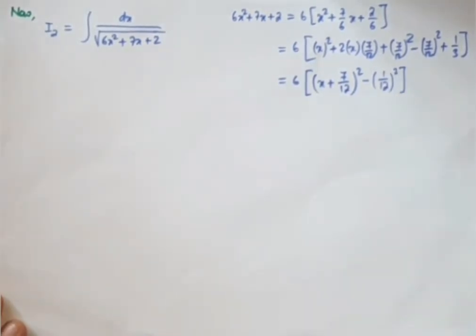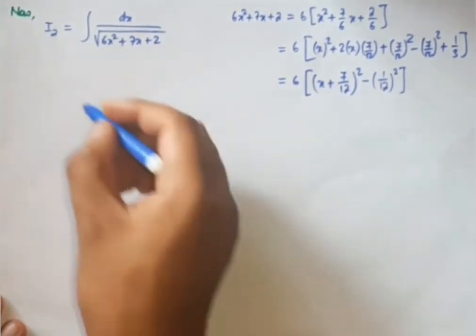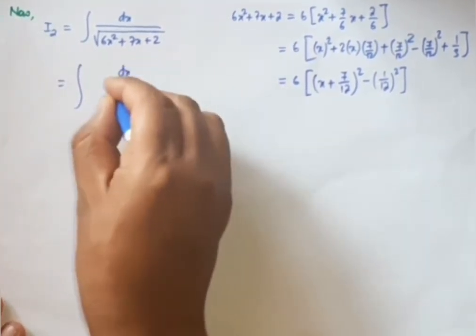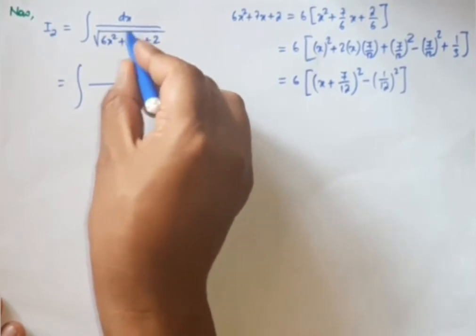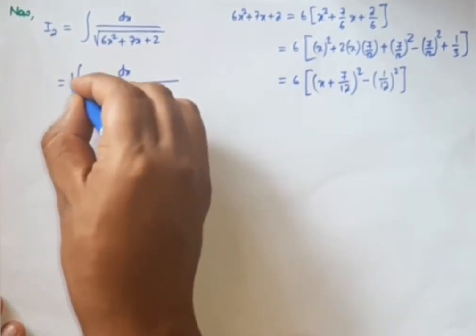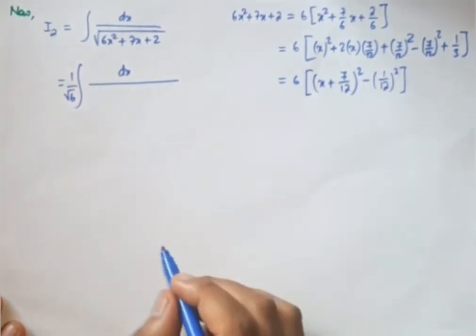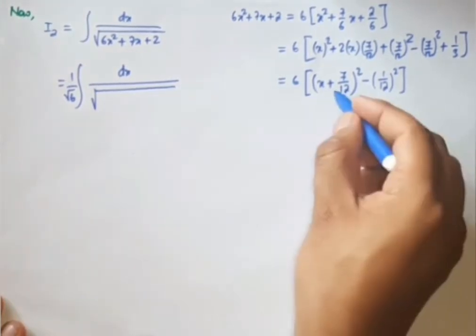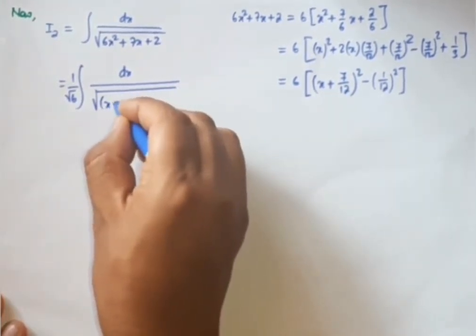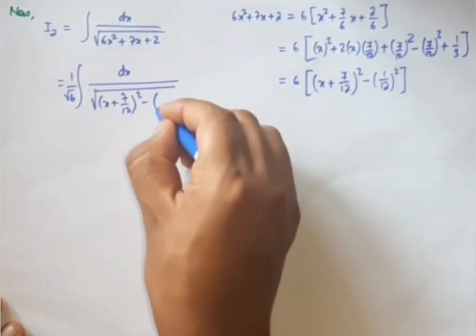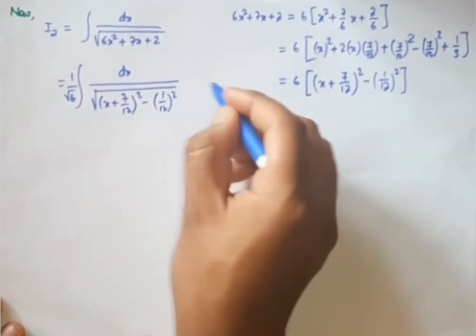Okay, so this can be rewritten as 1 dx by square root of, so this full thing is equal to this much, right? So we have root 6. So 1 by root 6, let us keep it outside. Okay, so we have this left, that is x plus 7 by 12 whole square minus 1 by 12 whole square.